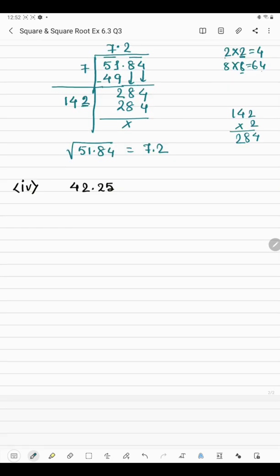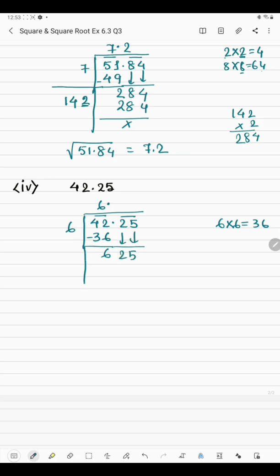Now in the fourth part we have 42.25. Again at first we will put a bar here. Now below 42 which number is there? 7 7s are 49. We cannot take 7 7s are 49. We will take 6 6s are 36. Now 42 minus 36 is 6. Now this point will be shifted here. Now this 2 and 5 will come down, so it will become 625.